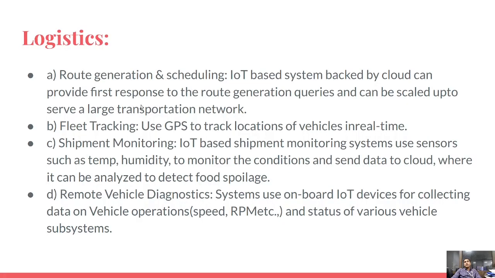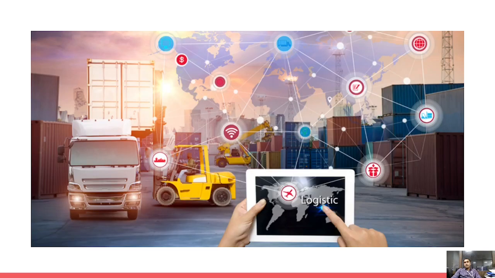Then another important area is logistics. When we consider logistics, the Internet of Things can be used for route generation and scheduling. The IoT based system backed by cloud can provide fast response to route generation queries and can be scaled up to serve a large transportation network.